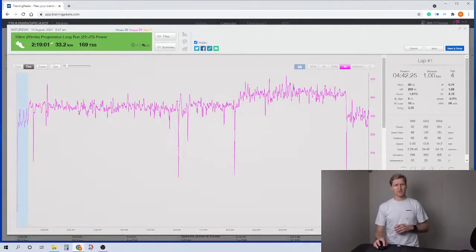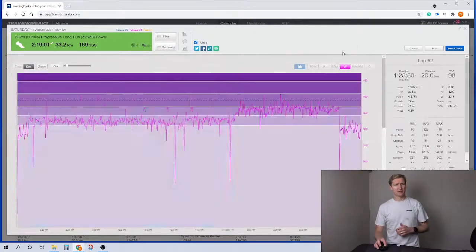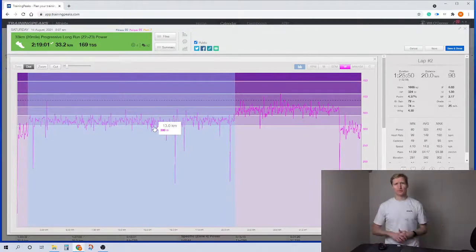Now we look at the averages. We're not too fazed about the warm-up, but the first 19Ks, what have we got there? We've got a power output of 323 watts and an intensity factor of 0.83, so 83%. And if I go show zones, right in zone 2, no problem, all good.